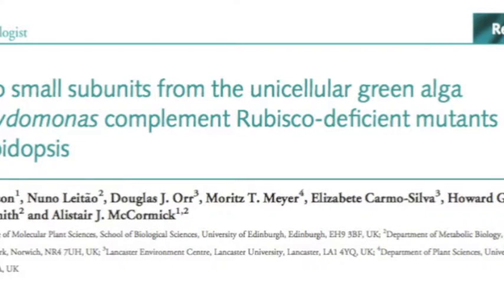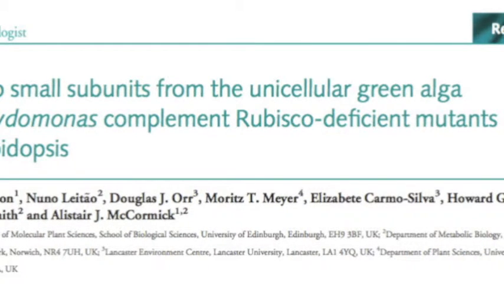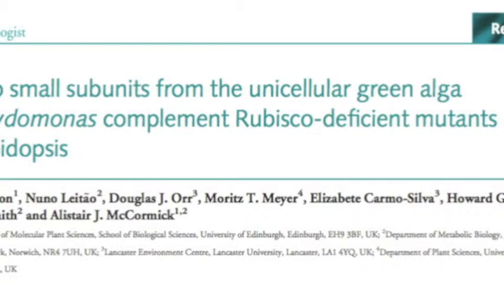On this week's Arabidopsis Research Roundup, I'm delighted to be joined by Alistair McCormick from the University of Edinburgh. And this week we're going to be talking about a paper just published in New Phytologist, the title of which is Rubisco Small Subunits from the Unicellular Green Algae Chlamydomonas Complement Rubisco-deficient Mutants of Arabidopsis.